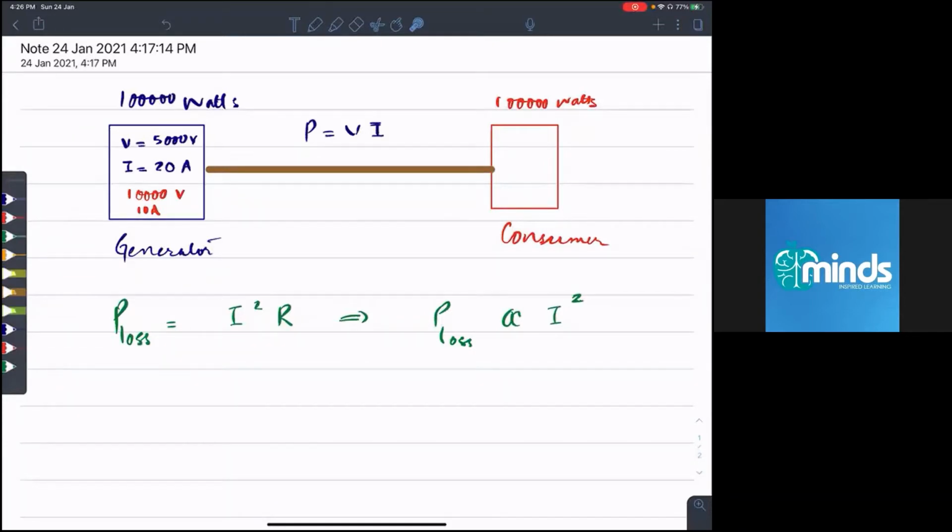Okay, we can do one more thing. Let's say I further increase the potential difference to, let's say, 100,000 volts. I will need just 1 ampere of current. So the power loss will be even lesser. Such a wire in which current is very small and potential difference is very large is known as a high tension cable or high tension wire.